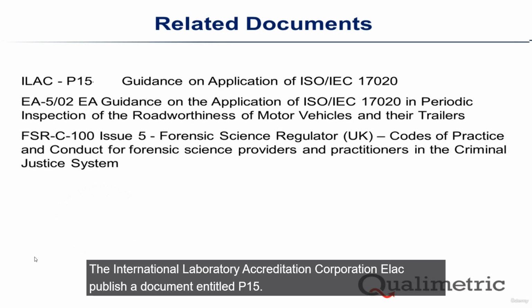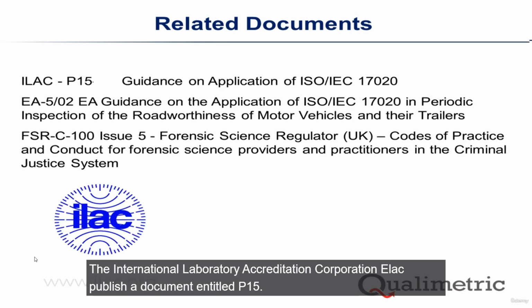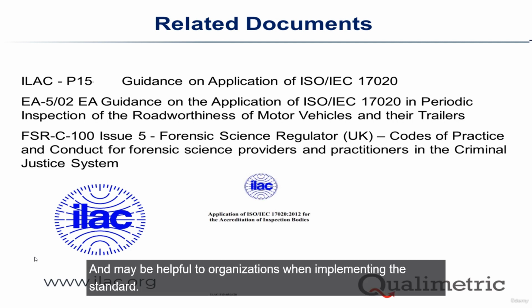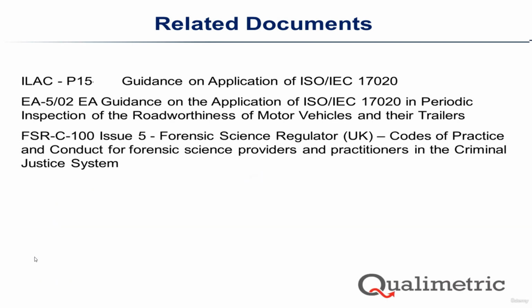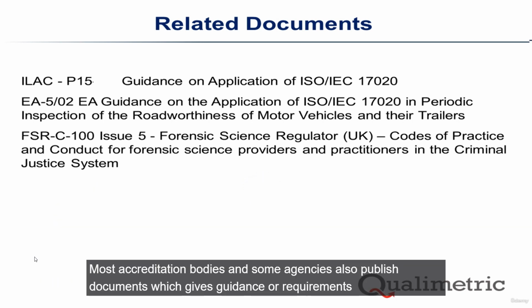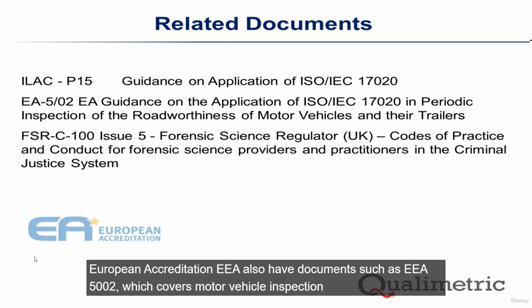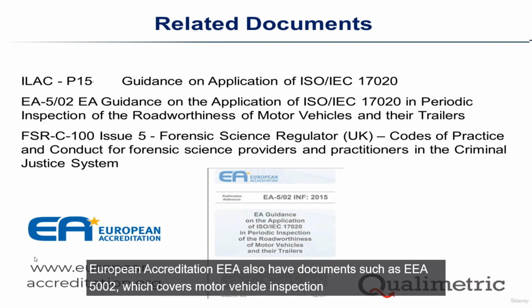The International Laboratory Accreditation Corporation, ILAC, publish a document entitled P15 which gives guidance on the application of ISO IEC 17020 and may be helpful to organisations when implementing the standard. Most accreditation bodies and some agencies also publish documents which give guidance or requirements which may be applicable to various inspection sectors in their respective policies. European Accreditation EA also have documents such as EA 5-02 which covers motor vehicle inspection.